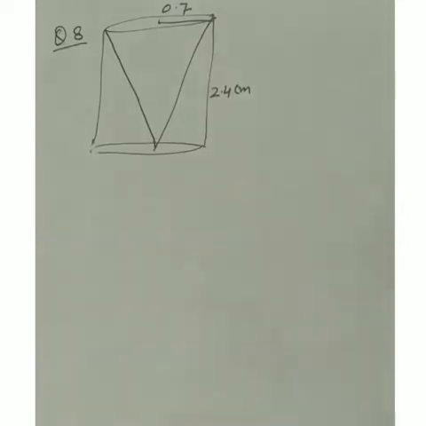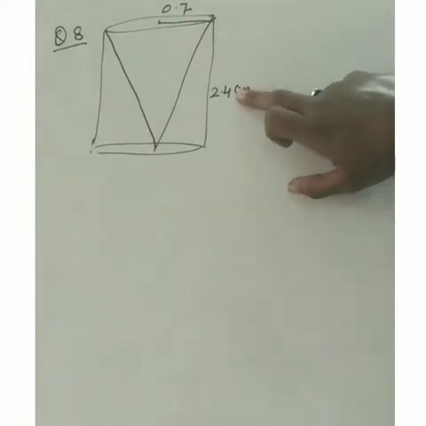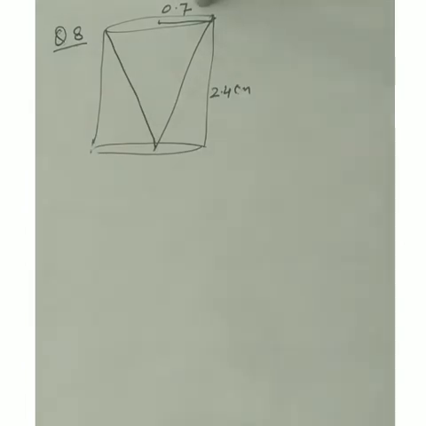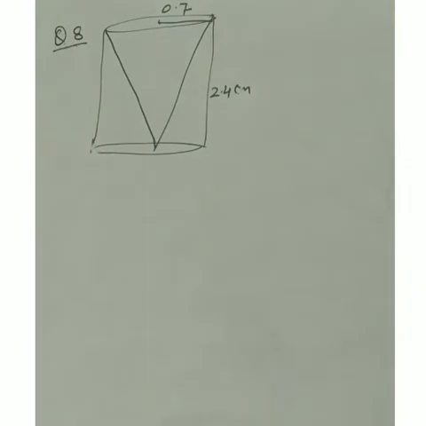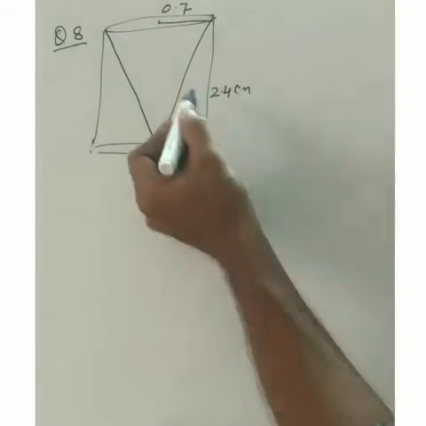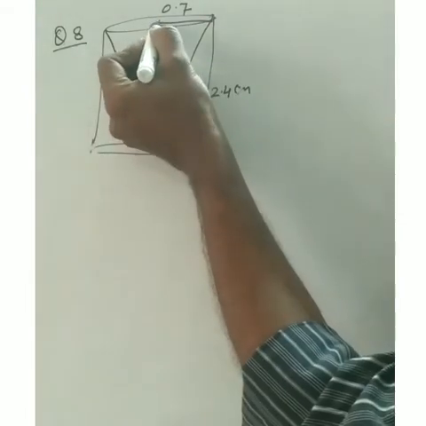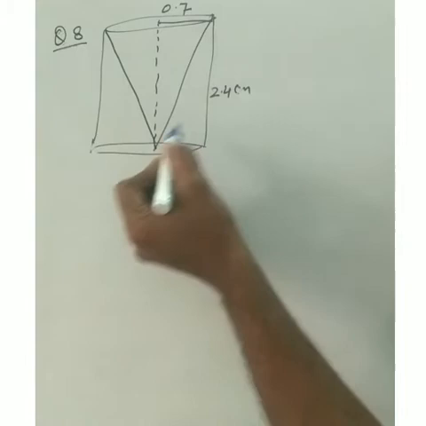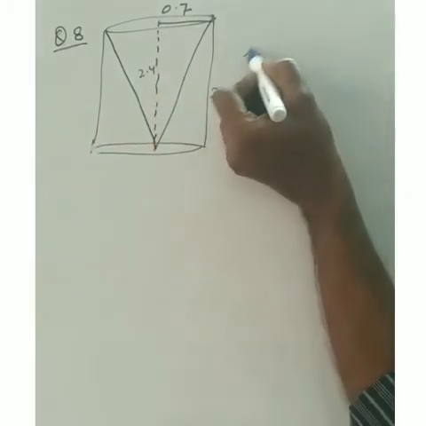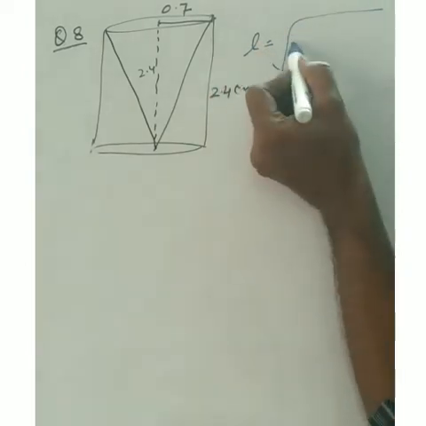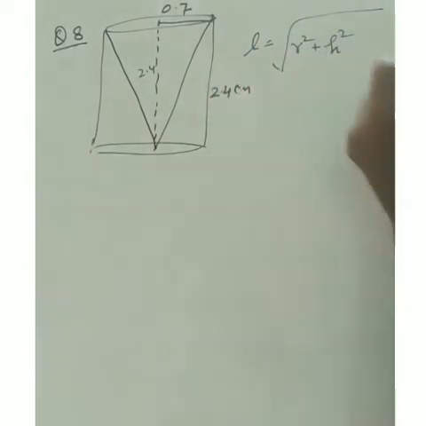Now in this one it is given from a solid cylinder whose height is 2.4 centimeter, diameter 1.4, means radius is 0.7. A conical cavity of the same height is hollowed out. Find the total surface area of the resulting solid to the nearest centimeter square. Height of this cone is same as that of the cylinder, so 2.4 is the height. We need to find out L. L is root of R square plus H square. We have to find out L of this.